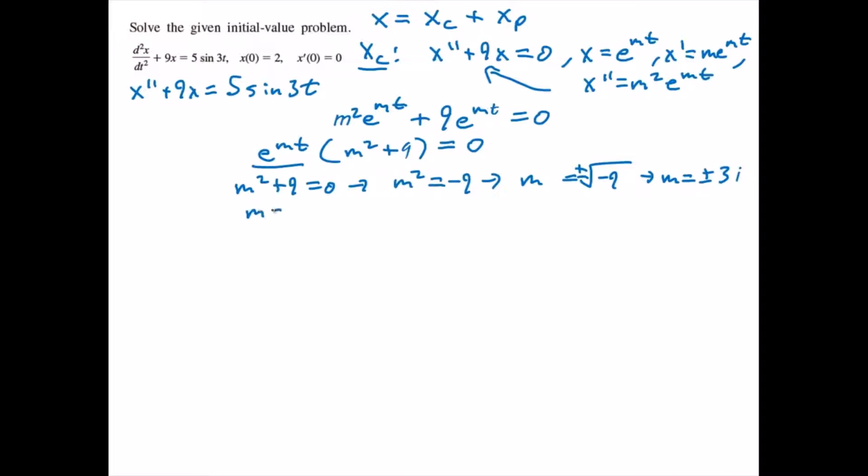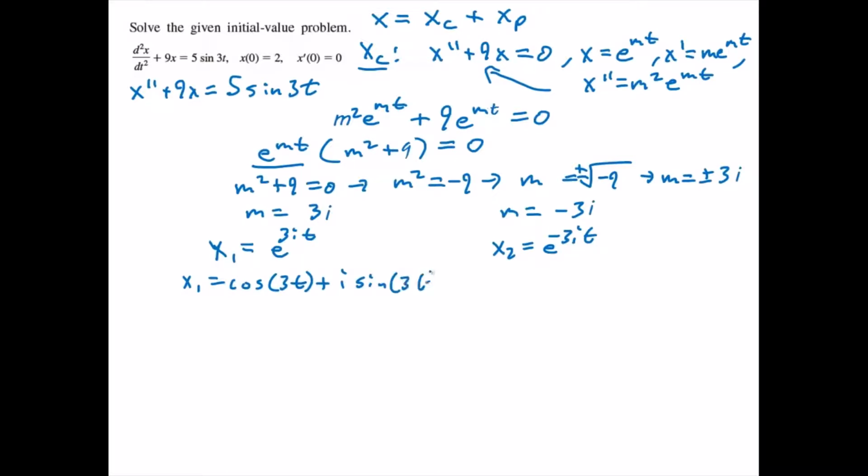So we'll have two solutions. m is 3i, or m is negative 3i. Well, if m is equal to 3i, then we'll have a solution which we'll call x sub 1, and that will be equal to e to the 3it. If m is equal to negative 3i, then we get a solution x sub 2 equal to e to the negative 3it. Well, if we have x sub 1 equal to e to the 3it, that means that x sub 1 will be the cosine of 3t plus i times the sine of 3t.